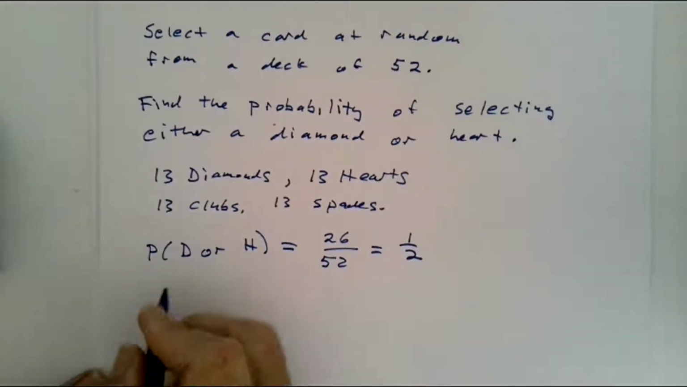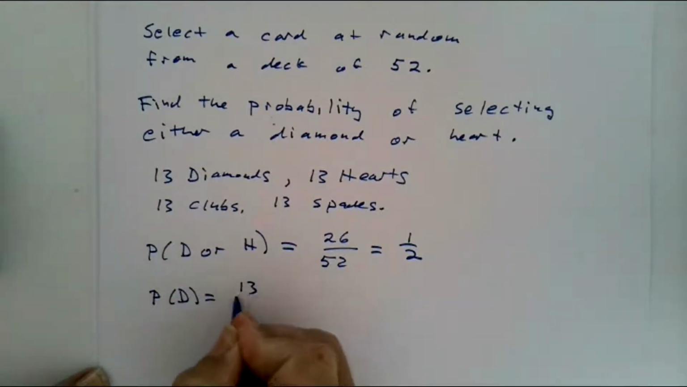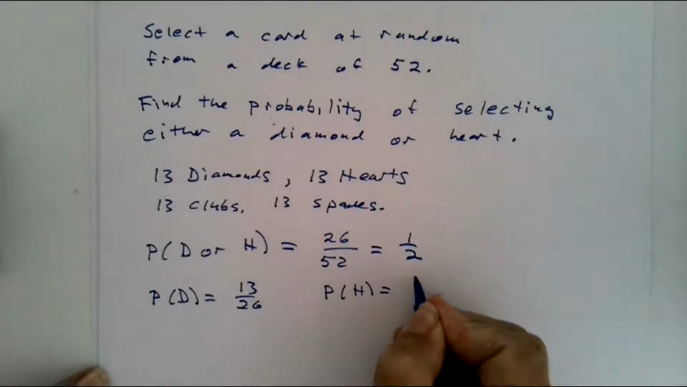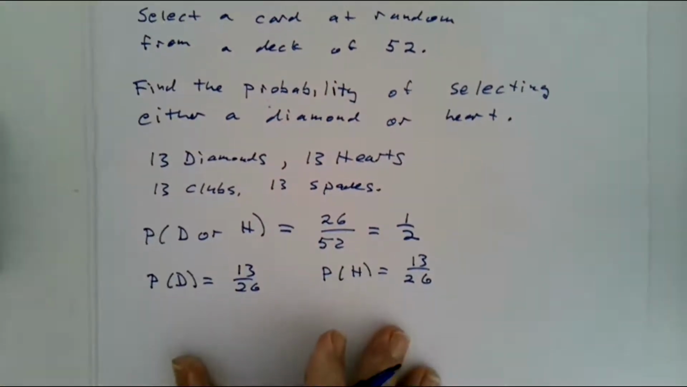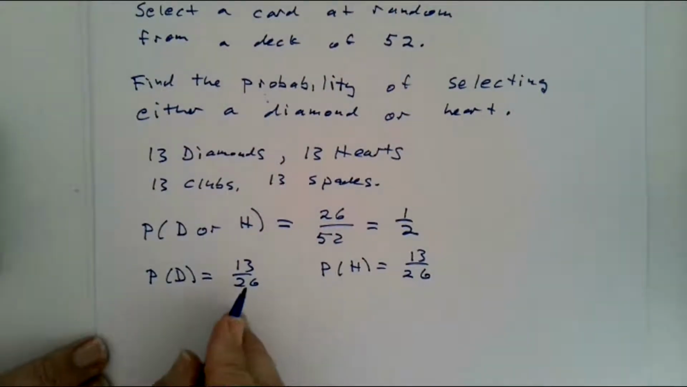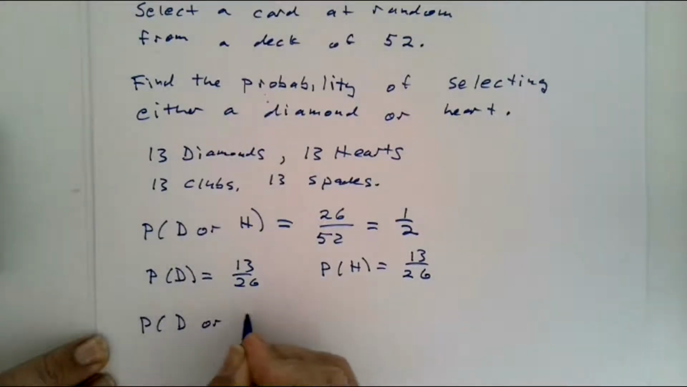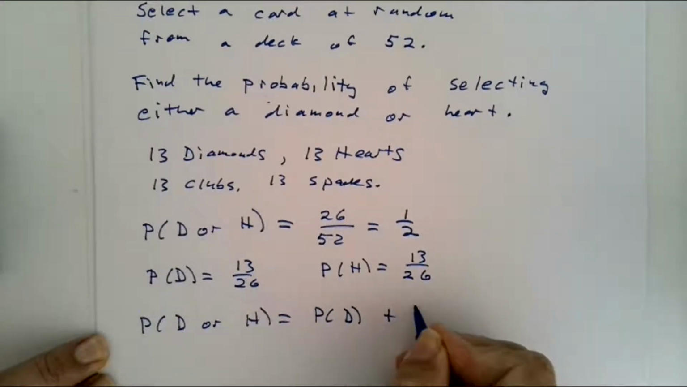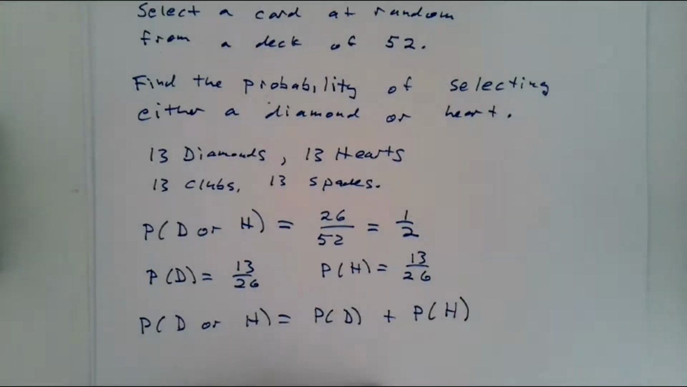The probability of being a diamond, how many diamonds do we have? 13 out of 26. How many hearts do we have? Also 13 out of 26. So you'll notice in this case, the probability of diamond or heart is just the probability of diamonds plus the probability of hearts. Is that always the case? Well, not really. We'll look at the next example when that's not the case.